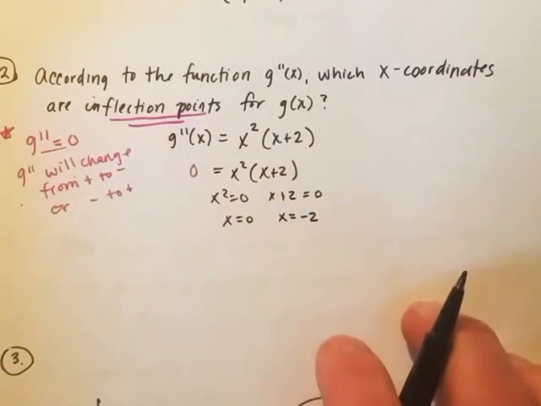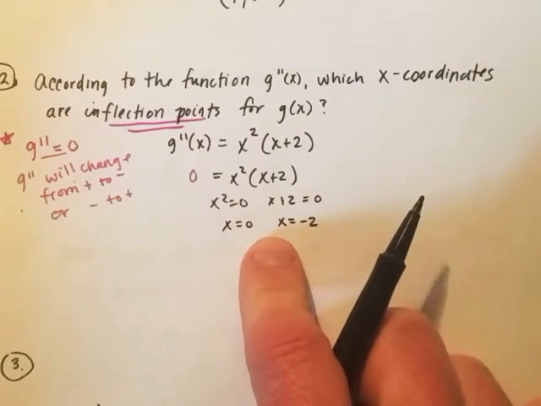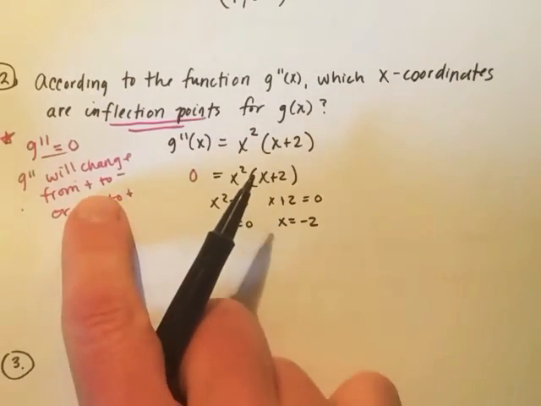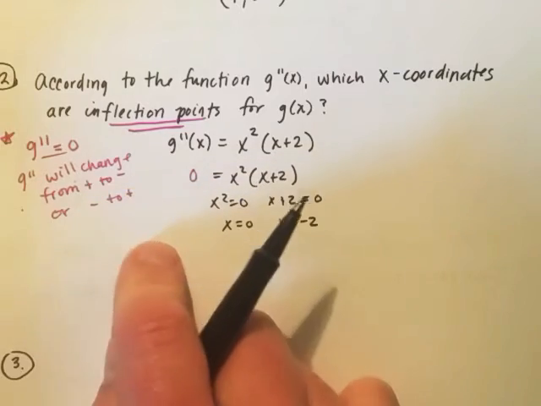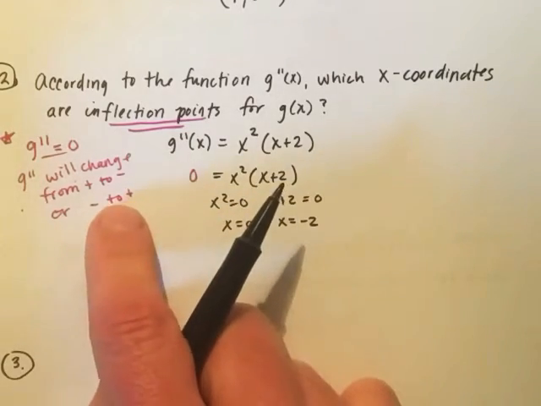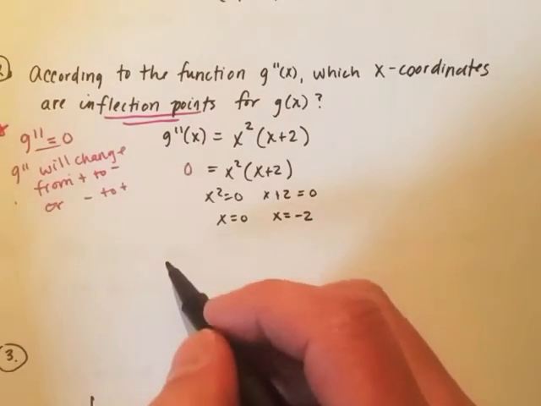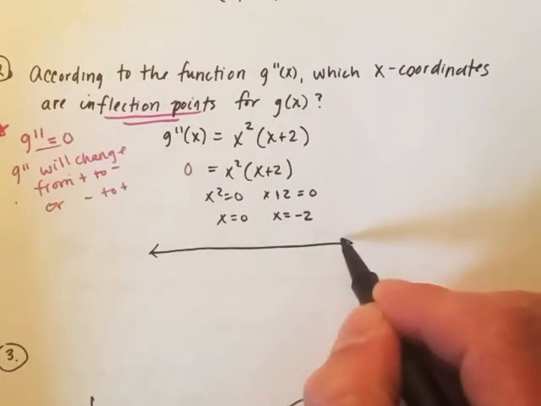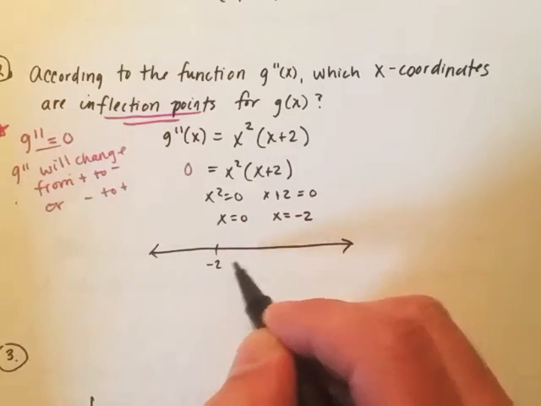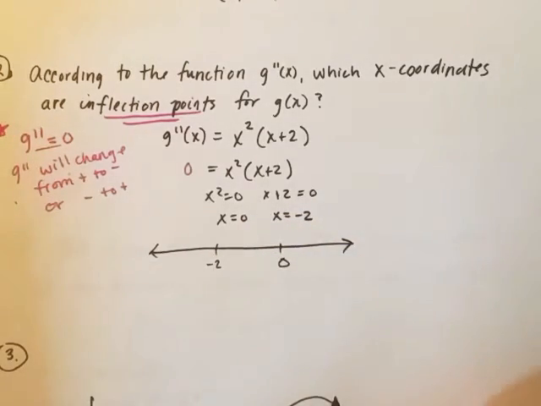Now, in a perfect world, this would be enough to tell us that these are inflection points, but we just don't know if it's changing concavity here. We just know that the second derivative is 0, but we also have to see if it's changing from positive to negative, negative to positive. So the best way to do this is to set up your number line. I'll put -2 to the left because it's smaller, and then 0.